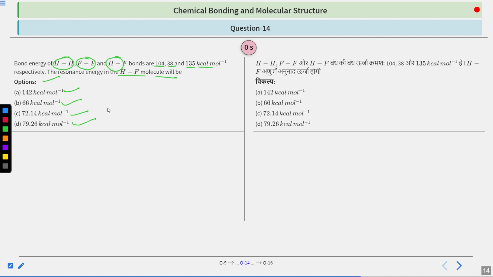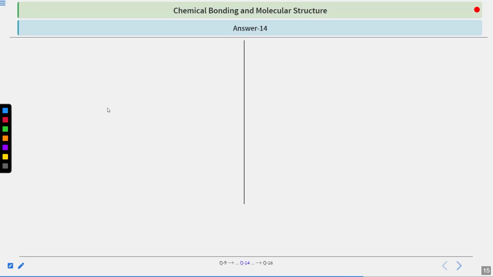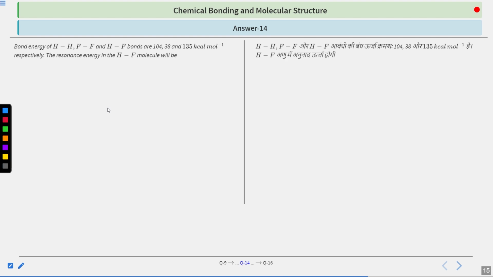Now let us see the solution. So first of all, what is being asked here? Basically the bond energies of three species are given: H-H, that is H2, 104 kilocalorie per mole, F-F or F2, which is 38 kilocalorie per mole, and HF, hydrogen fluoride, which is 135 kilocalorie per mole. Now you have to find the resonance energy in the HF molecule. So the correct answer is C.